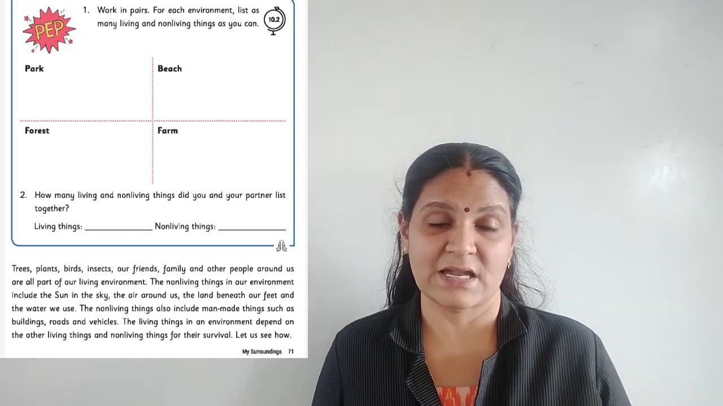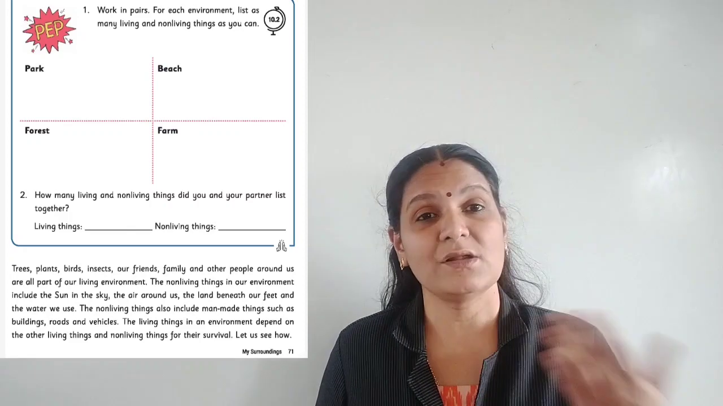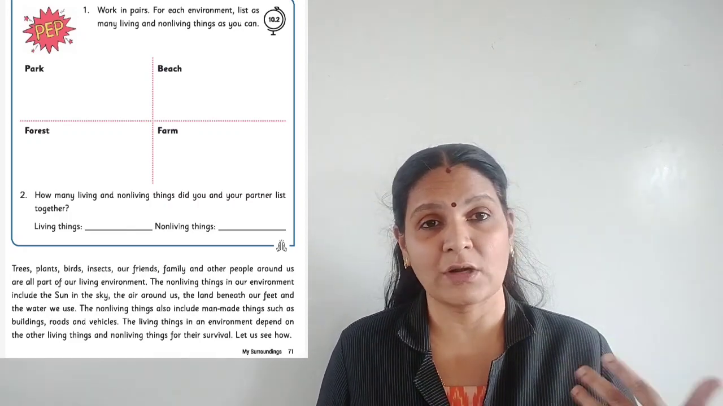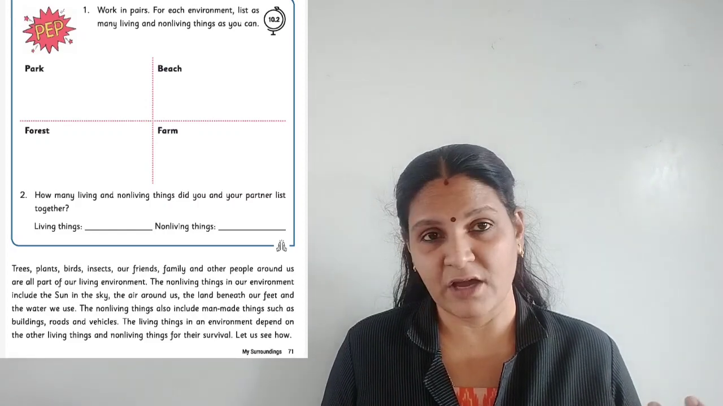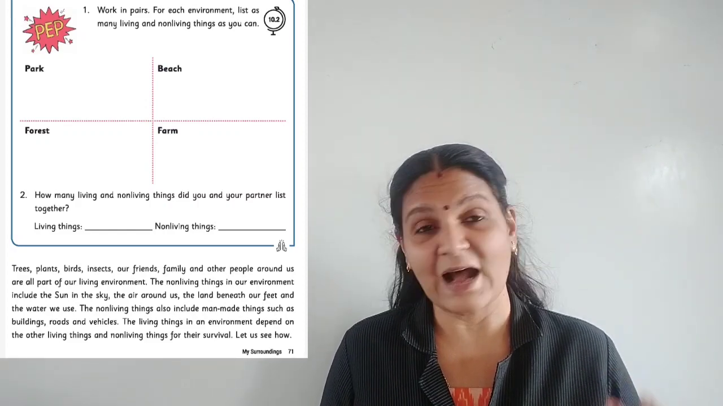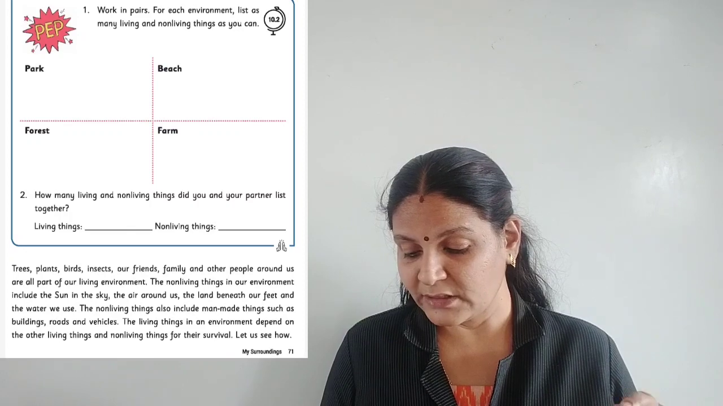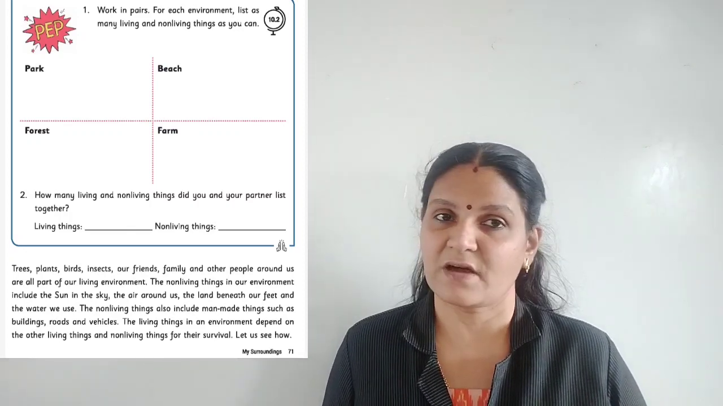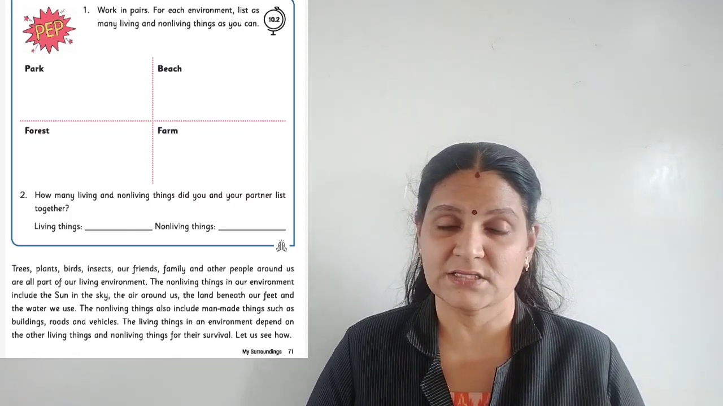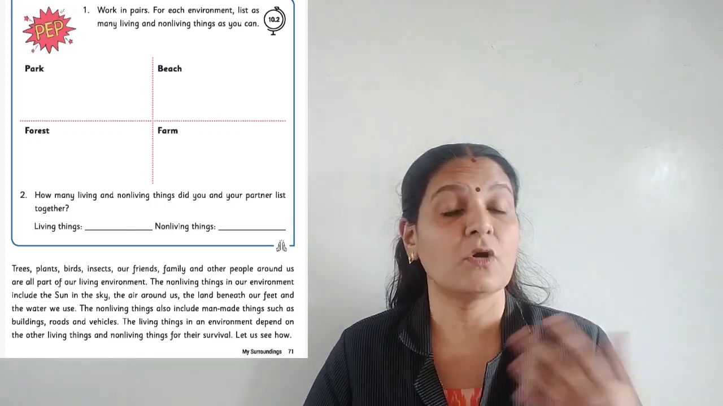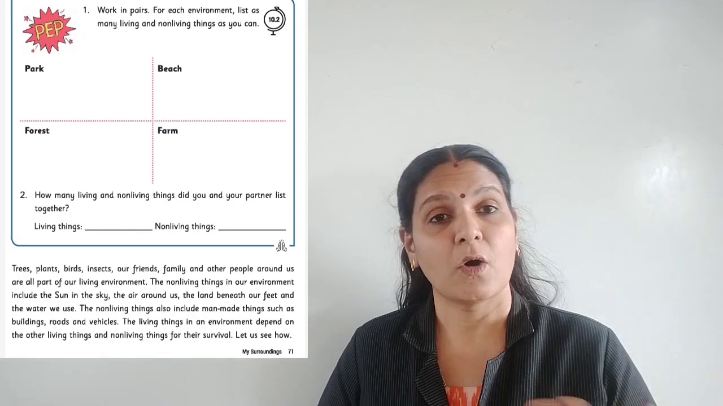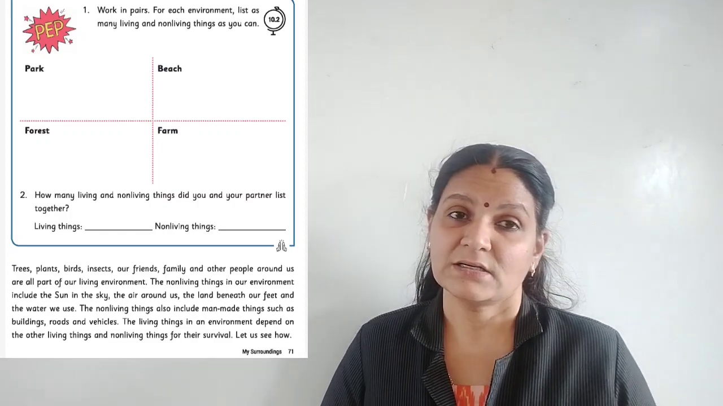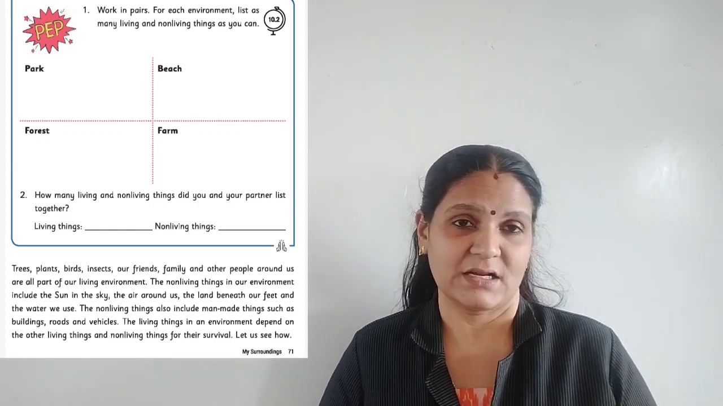So many buildings are there around us, right? All these will fall under the non-living things category. The living things in an environment depend on the other living things and non-living things for their survival. So all these living things, how do they live? Yes, all these living things depend upon other living things or the non-living things in one way or the other.